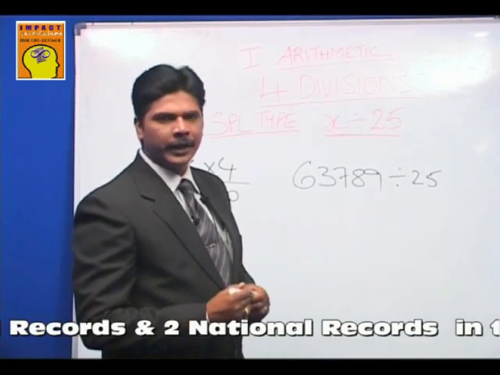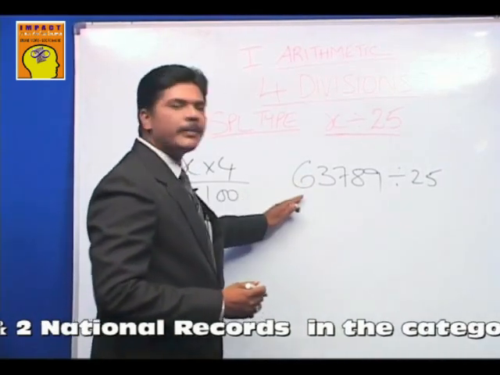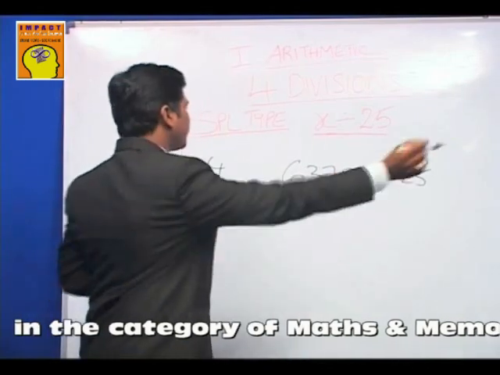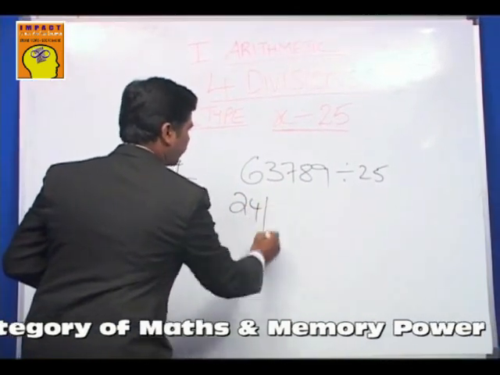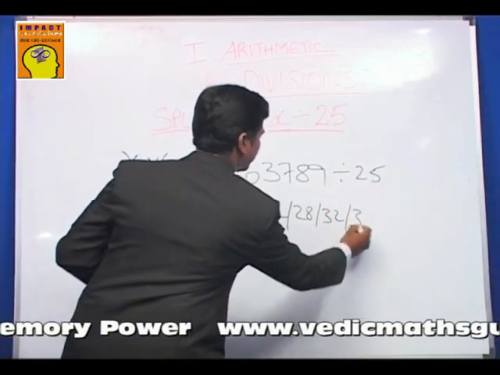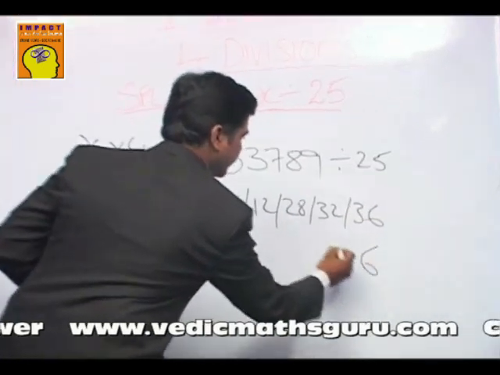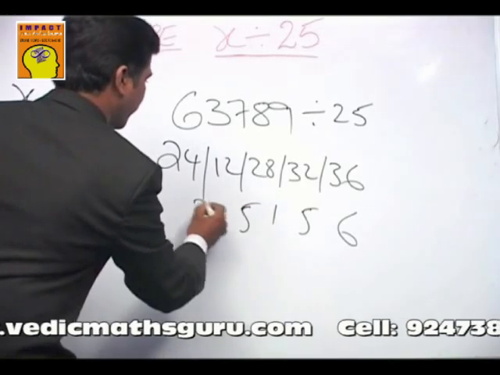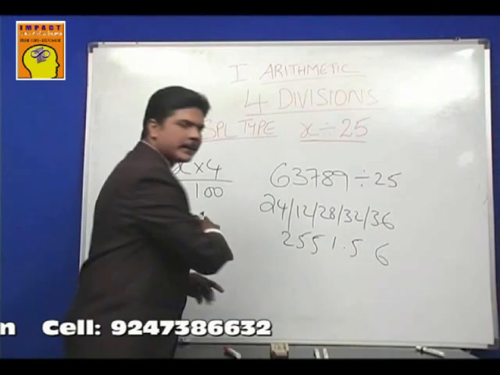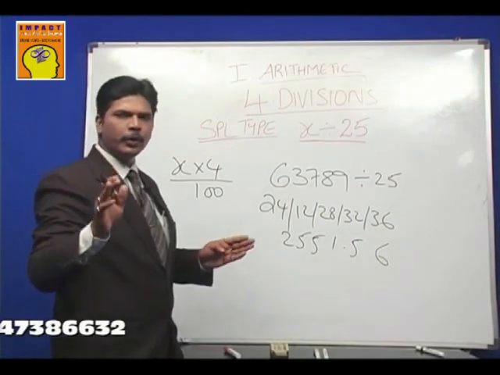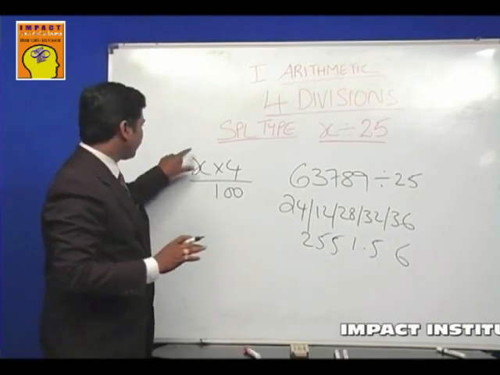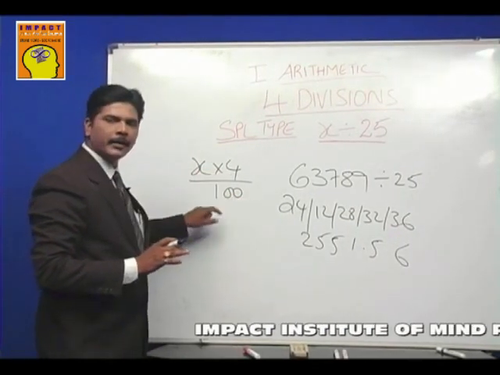Now let's take one more example: 63789 divided by 25. So what we have to do? Multiply this number by 4. You can apply the balancing method, or you can apply the direct method. Choice is yours. So 6 times 4 is 24, 4 times 3 is 12, 4 times 7 is 28, 4 times 8 is 32, 4 times 9 is 36. Now balancing, you get 255156. Now divide this number by 100, so put a decimal point after 2 places and that's the final answer. So if you want to divide any number by 25, this is the magic formula: given number times 4 by 100.